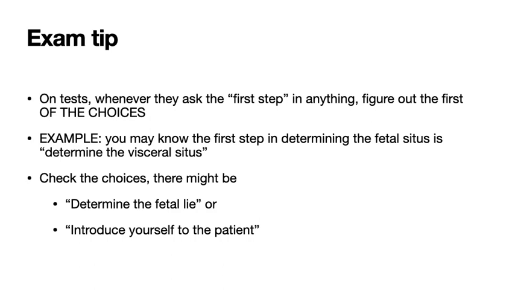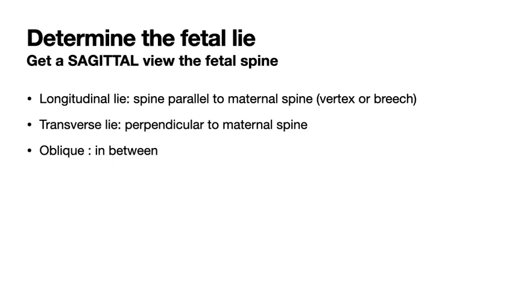So if you know, just because you saw this lecture, that the first step in determining fetal situs is determining the visceral situs, check around the other choices before you go with that, because they might throw in something like determine the fetal lie, which you need to do, or something like introduce yourself to the patient. So they may trip you up there. The point being, when you read first step and you're thinking determine visceral situs, still read the rest of the choices.